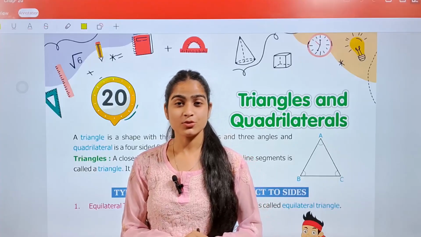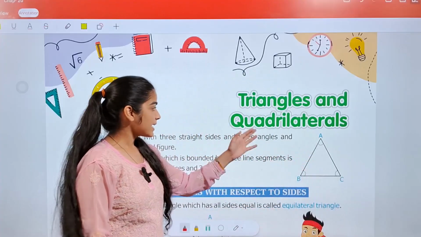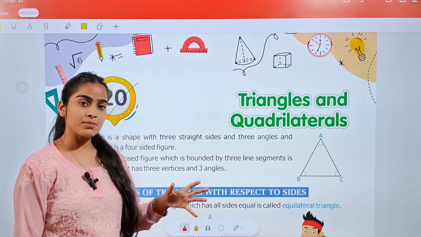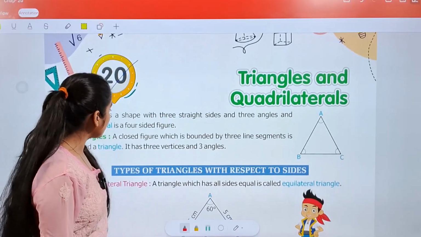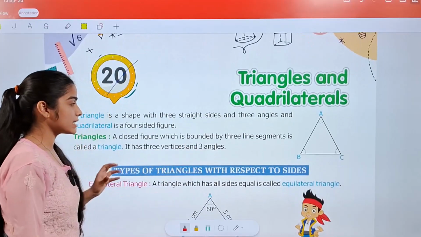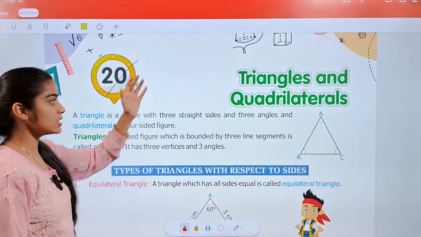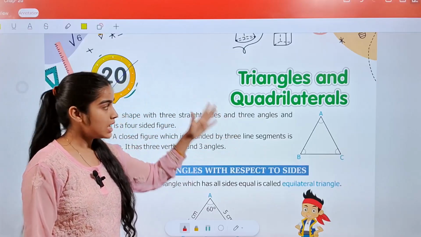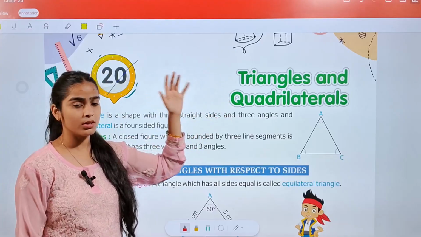So students, today we have chapter number 20, which is triangles and quadrilaterals. In this chapter, we learn about triangles and quadrilaterals. A triangle is a shape with three straight sides and three angles, and a quadrilateral is a four-sided figure. The main difference is that a triangle has only three sides and a quadrilateral has four sides.